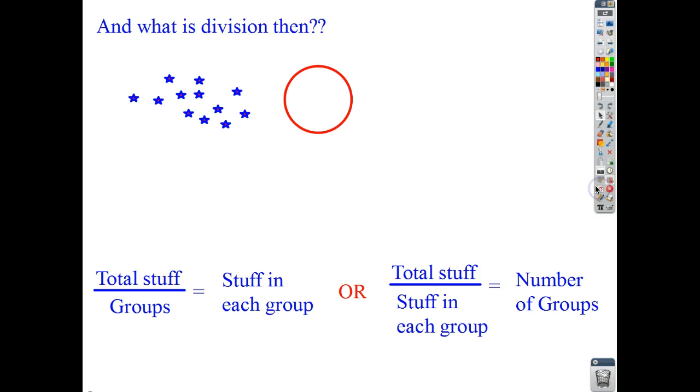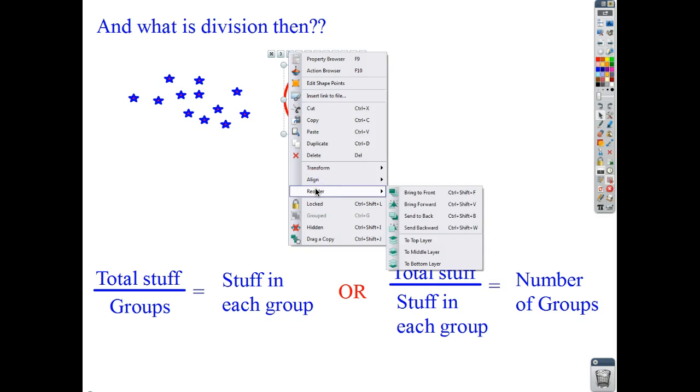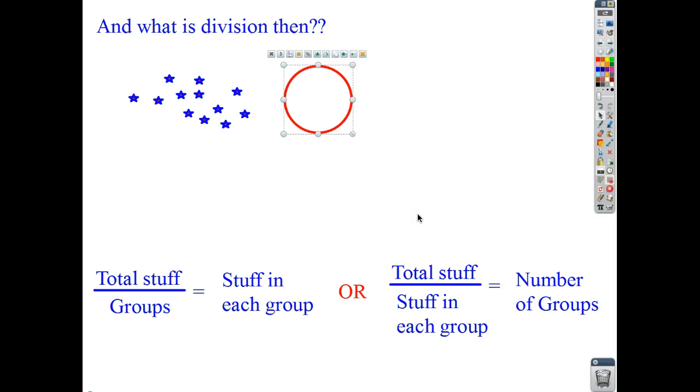Let's see if this works. All right, so I'm going to fix this again. Send this to the back. Now let's talk about total stuff, and let's say we're going to put stuff in each group. So let's say I want to put 2 in each group. That's going to be sort of like 12 divided into groups of 2, and I want to know how many groups that makes.